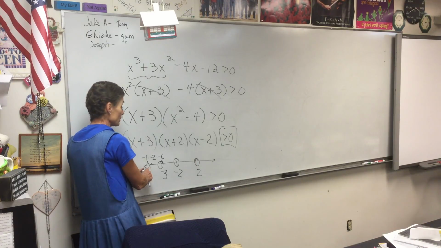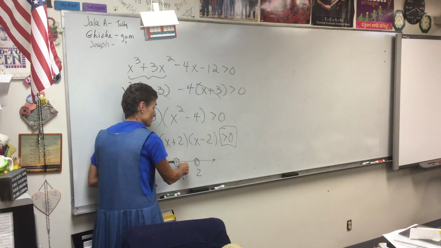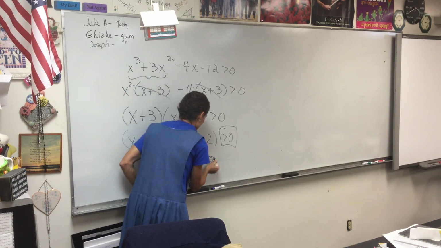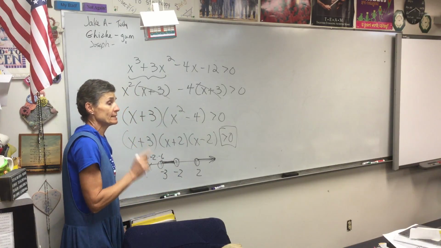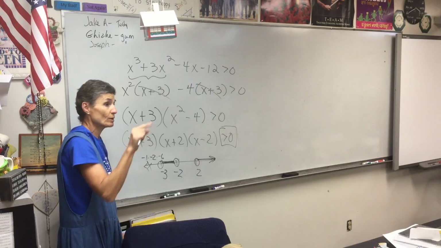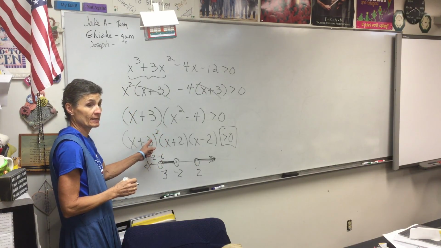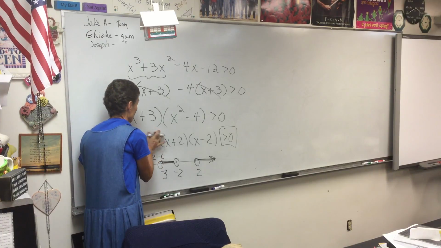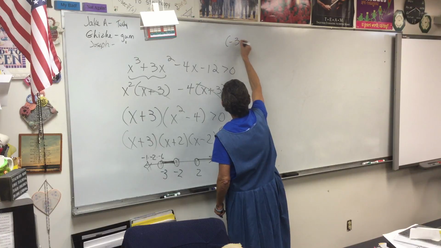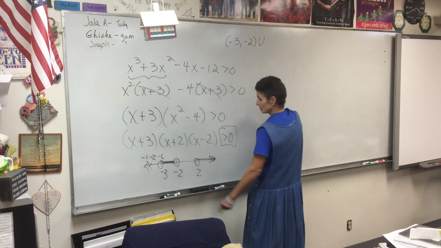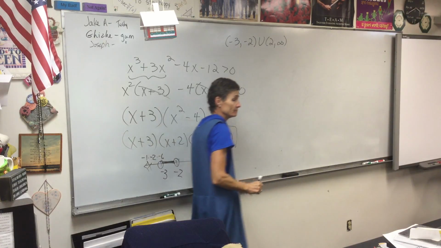So, since that one doesn't work, this one will, this one won't, this one will. Remember, the only time you can't do that, every other thing, is if one of these had a square on it or something like that, okay? So what's my answer? I write it down. I've got -3 to -2, or 2 to infinity.